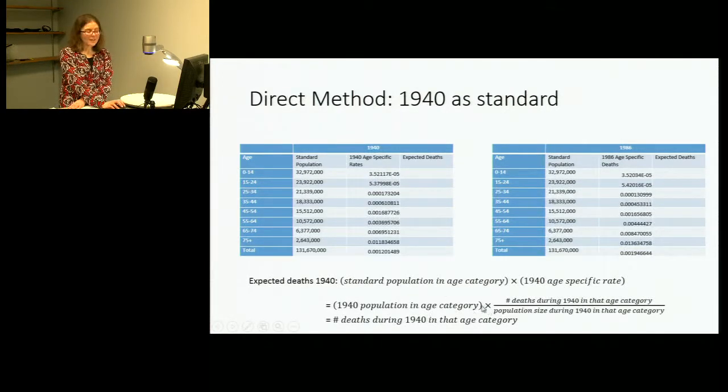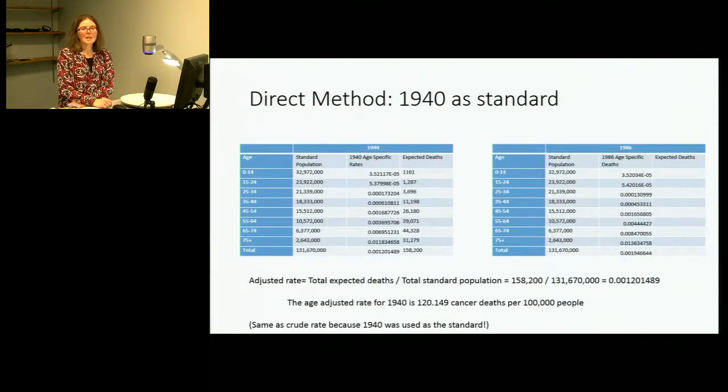But notice that because 1940 is being used as the standard, when I do this multiplication, I'm taking the population in that age at 1940, multiplying it by the number of deaths in that age group in 1940 divided by the population in 1940. The population cancels itself out here, right? And so all I have is the number of deaths that actually occurred. So the expected number of deaths in 1940, because we're using 1940 as the standard, are going to be the same as the actual observed deaths that year.